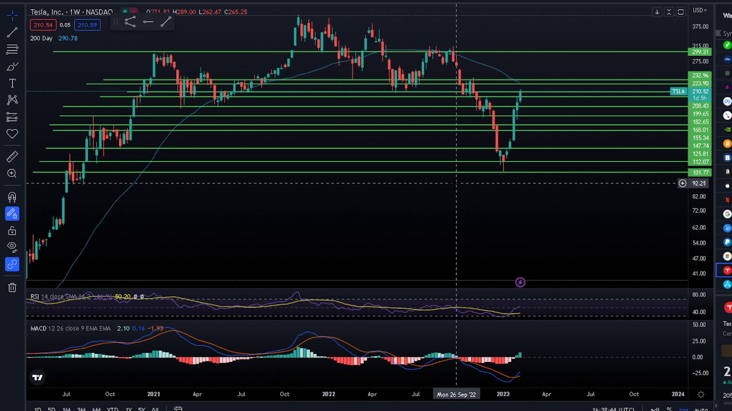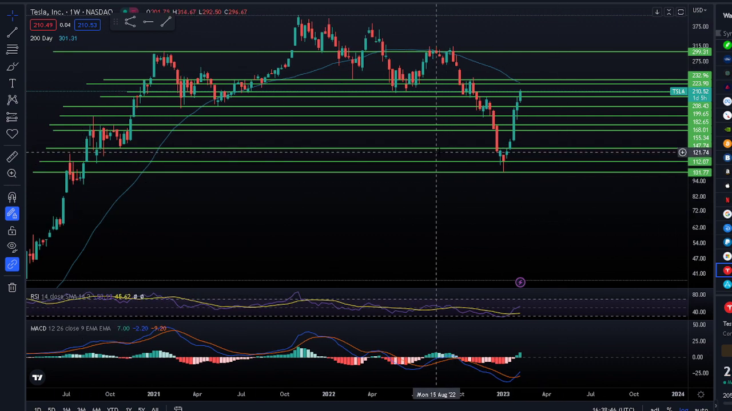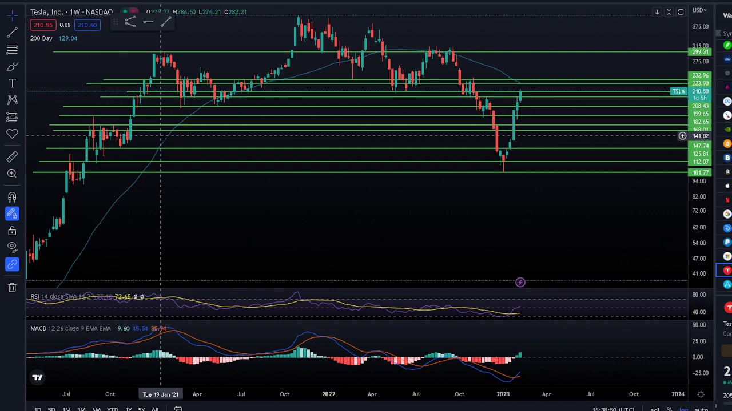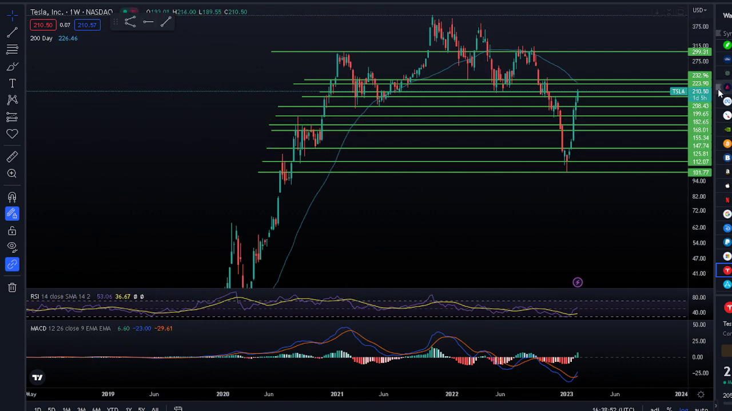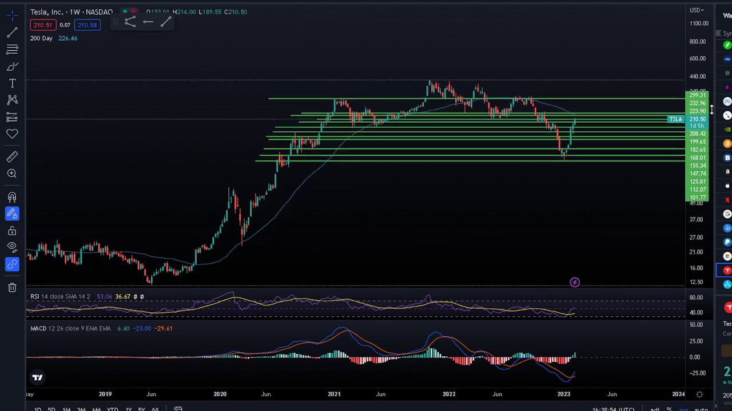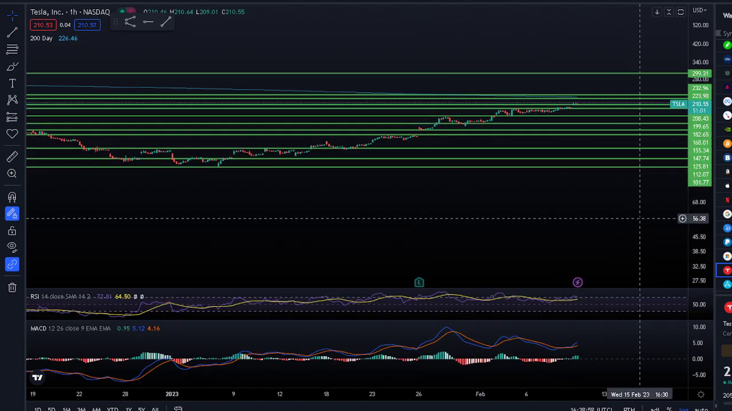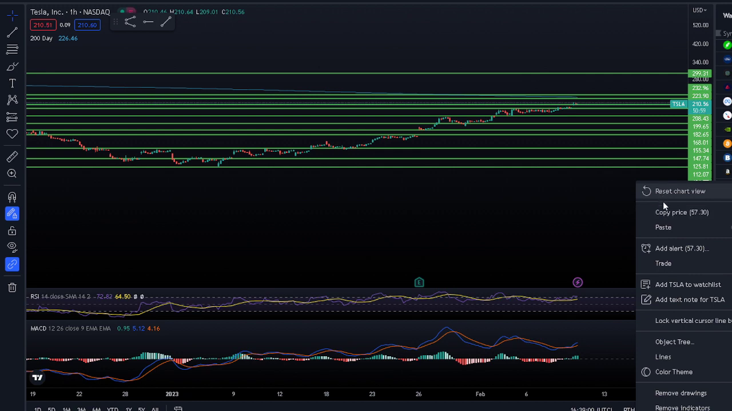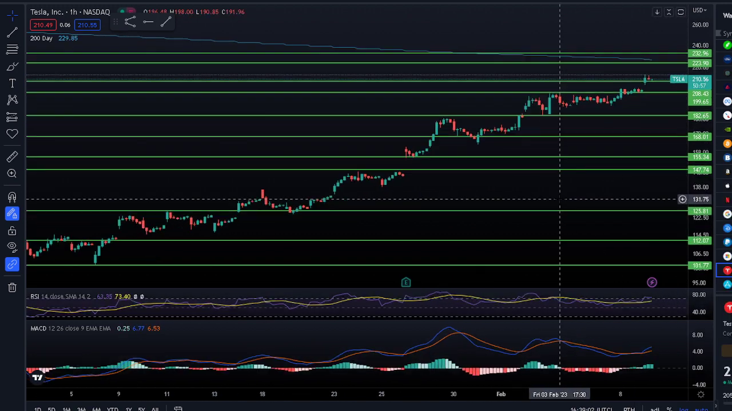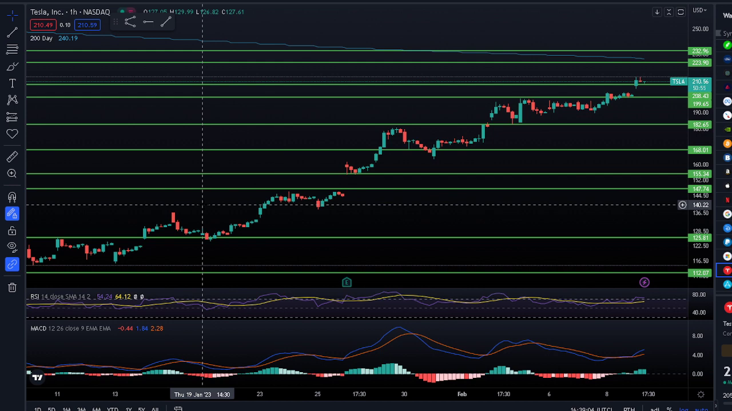And that's all you're really doing: finding an area of confluence that's been touched multiple times as support and resistance. You can draw this out over long time frames. You can drop down to the 1 hour time frame, which is a lot of our trading. Let me reset the chart and you can see just how I drew those out on a weekly.